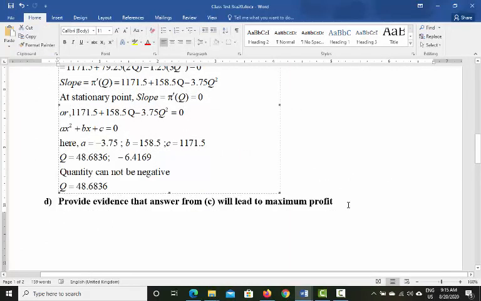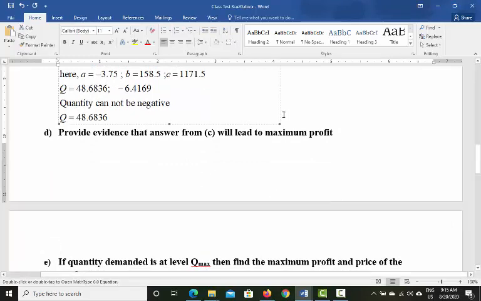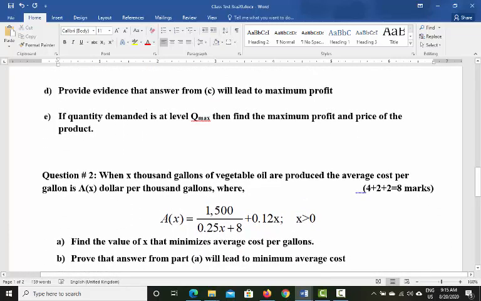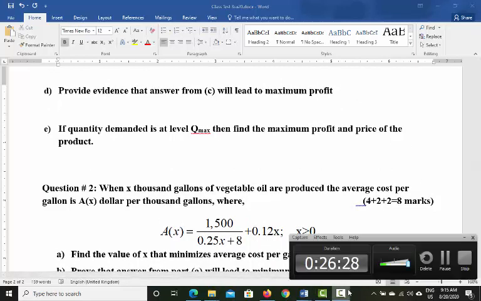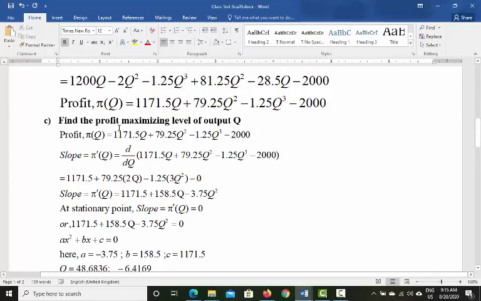Alright, so now part D, evidence, proof. We will prove it. As you know, we can prove it using 2 different methods: first differentiation method or second differentiation method. You can prove this problem using either. Right, so let's prove it.